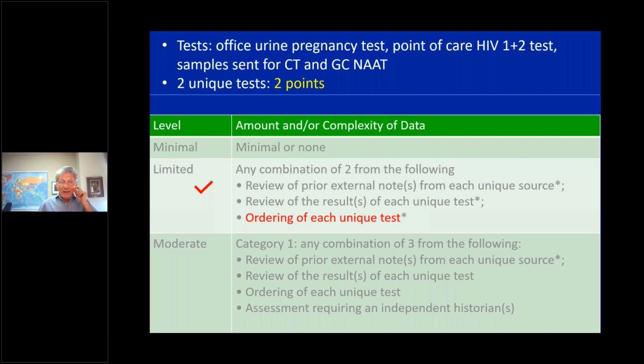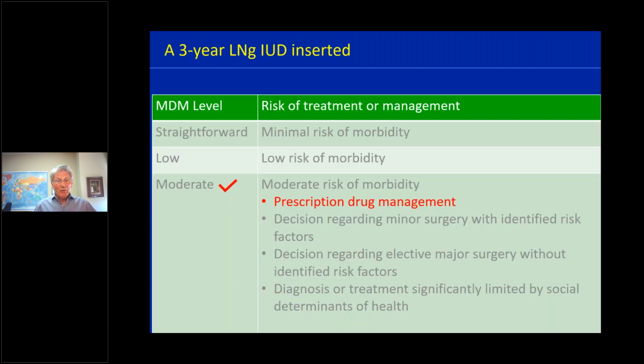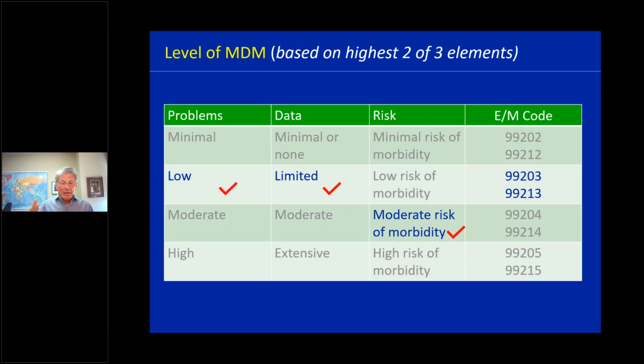And so that is a limited level of data reviewed. Next, what is the level of risk? Because putting in an IUD is a prescription method, that is counted as moderate risk of complications. Next. So now we have 3 different scores.